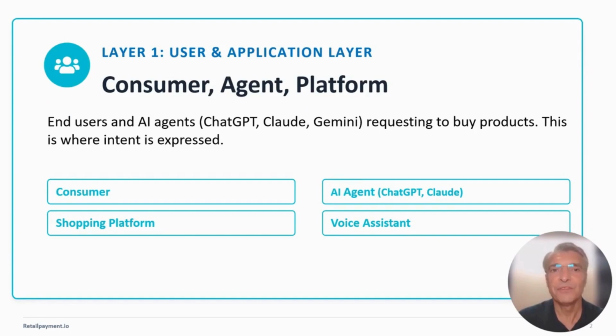Layer 1 is where everything begins, the user and the application. This is a person who wants the AI agent to do something and to purchase on their behalf. At this level you use an application like a chatbot such as Claude, ChatGPT, Gemini, or even a voice assistant. This layer has exactly one job: to capture your intent, what the person actually wants to buy.